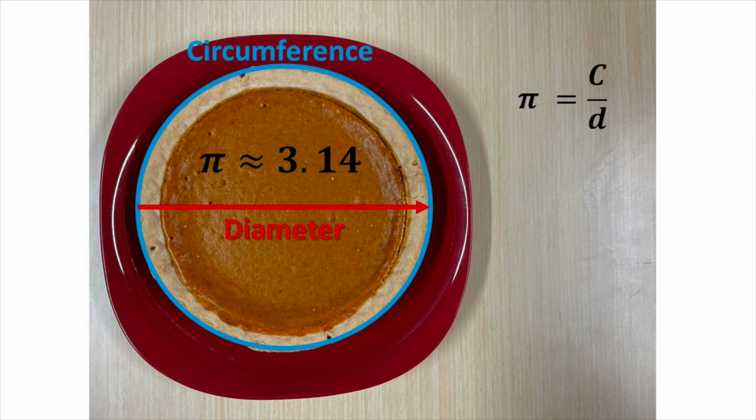You can find pi by dividing the circumference of a circle by its diameter. Or you can find the diameter of a circle by dividing its circumference by pi. You can even find the circumference of a circle by multiplying pi by its diameter.